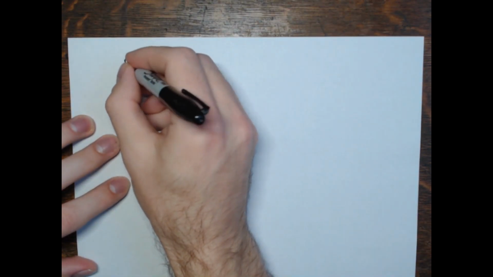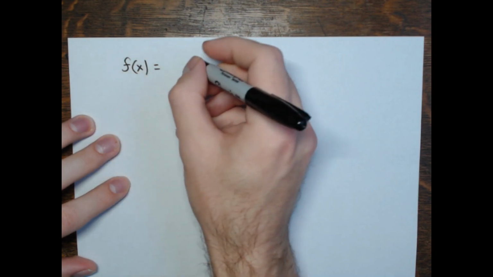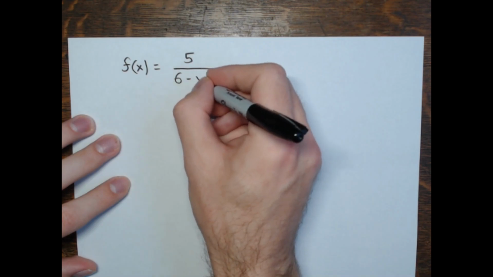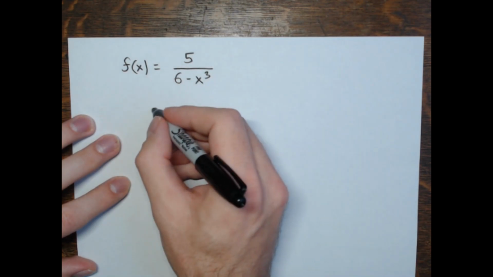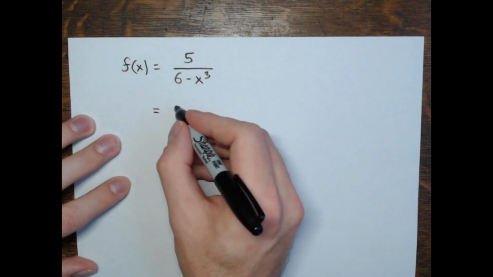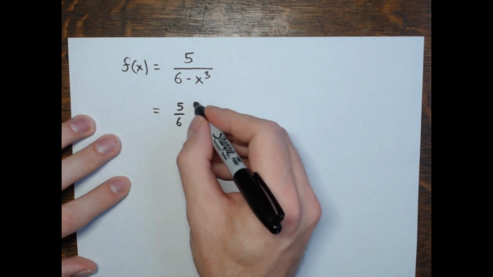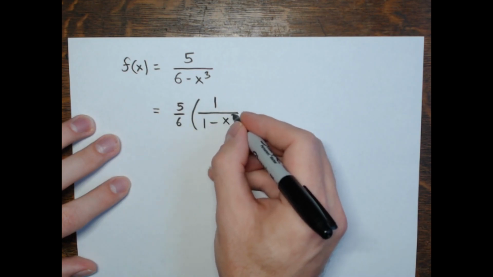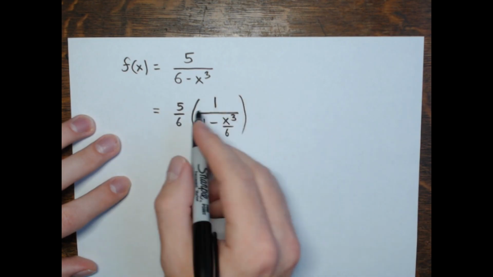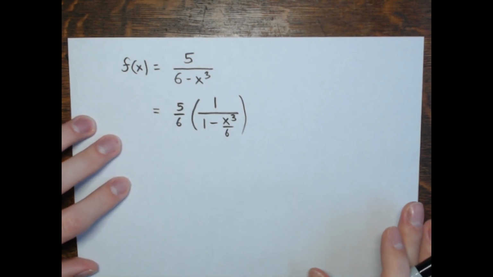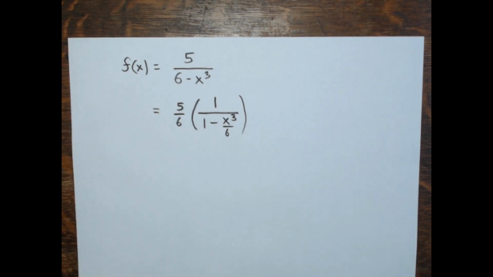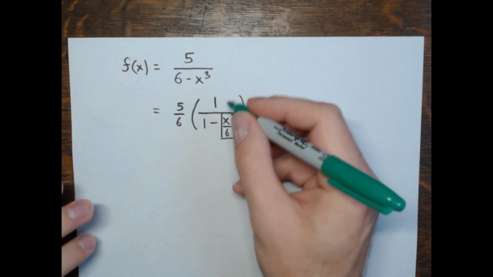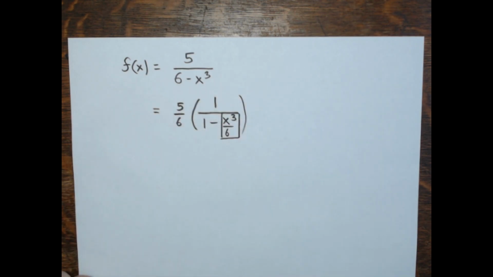So here was my function. F of x equals 5 over 6 minus x cubed. Then I can rewrite this, I'll pull out 5/6 here, times 1 over 1 minus x cubed over 6. That'd be 5 over 6 minus x cubed. So here's a 1 over 1 minus box, right? That can be expressed as a series.